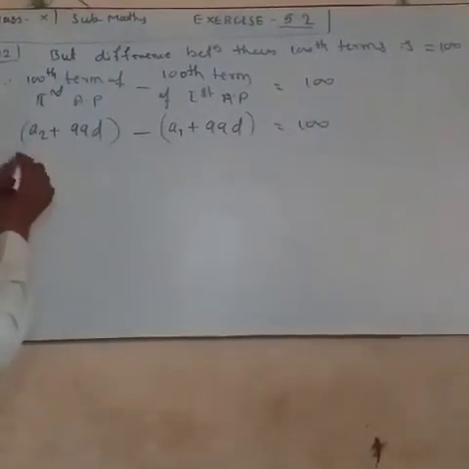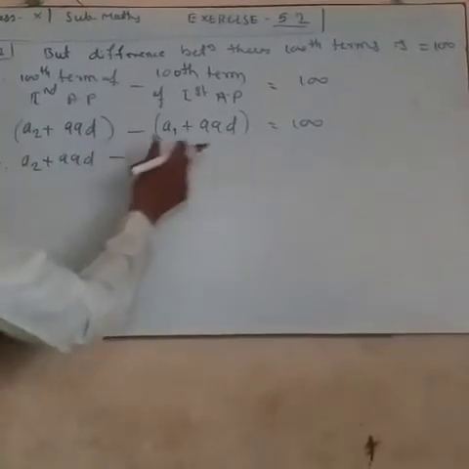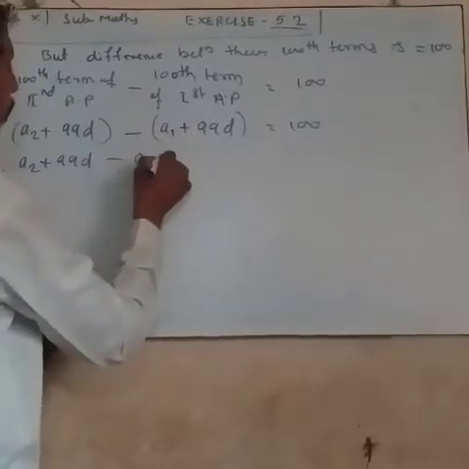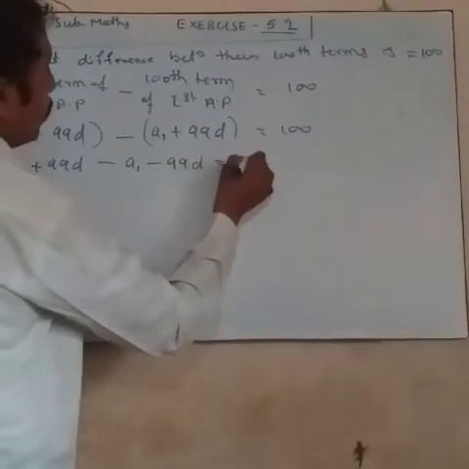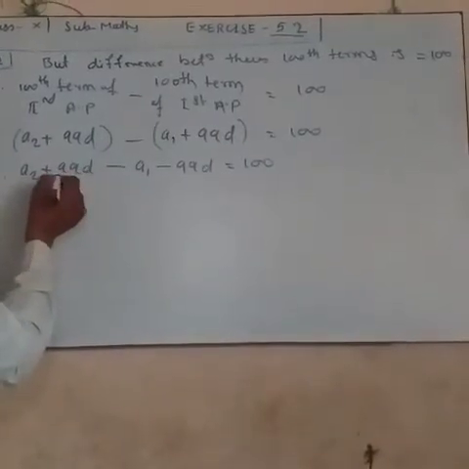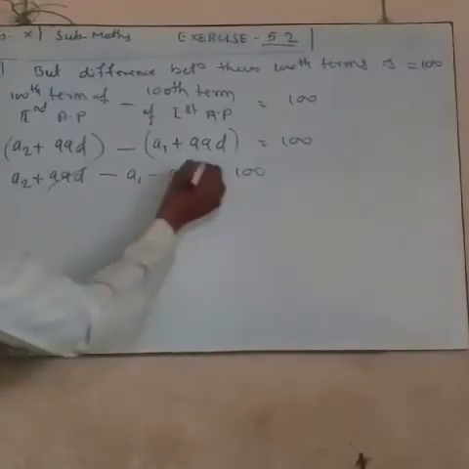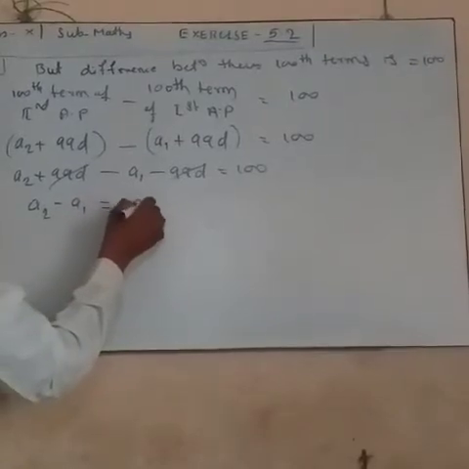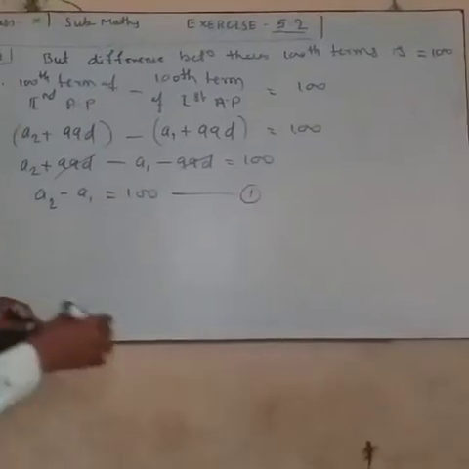Therefore, now remove the bracket. A2 plus 99D minus, when you remove the second bracket, this is minus A1, then minus into plus is minus 99D, that is equal to 100. Therefore, this is plus 99D and this is minus 99D. Both these terms cancel. Therefore, A2 minus A1 is equal to 100. Mark this as result number 1.